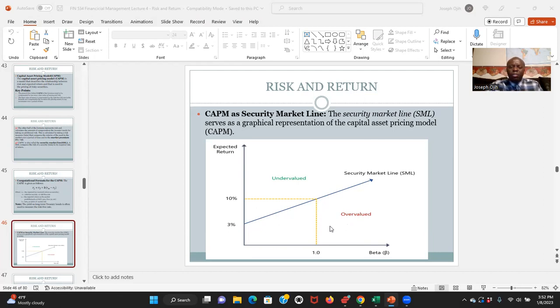On the security market line, the horizontal axis shows the stock beta, and the vertical axis shows the returns. Looking at the return, you can see this is the market return, which has a beta of 1. Any stock with a beta bigger than 1 is more risky than the market, and therefore its return will be higher. If it is below 1.0, it is less risky than the market, and the return will be lower. Okay.